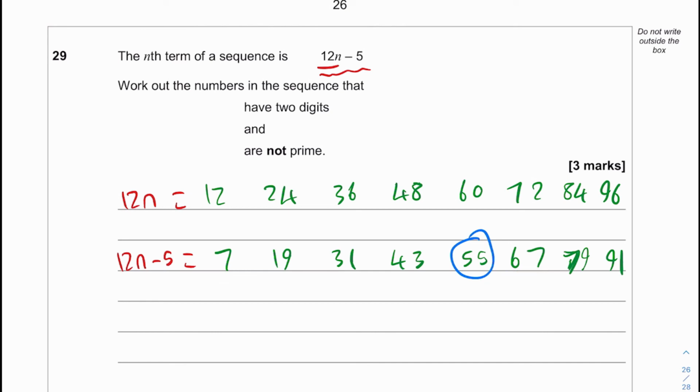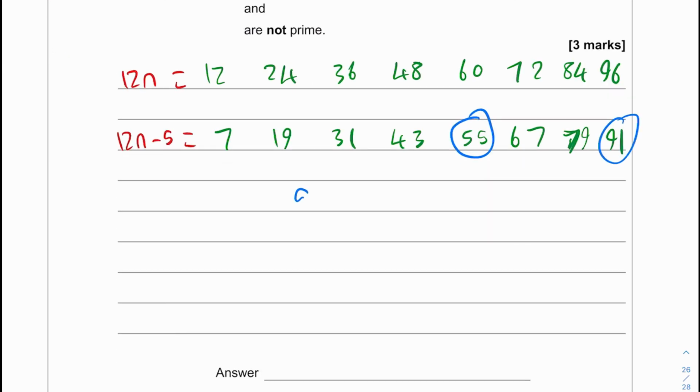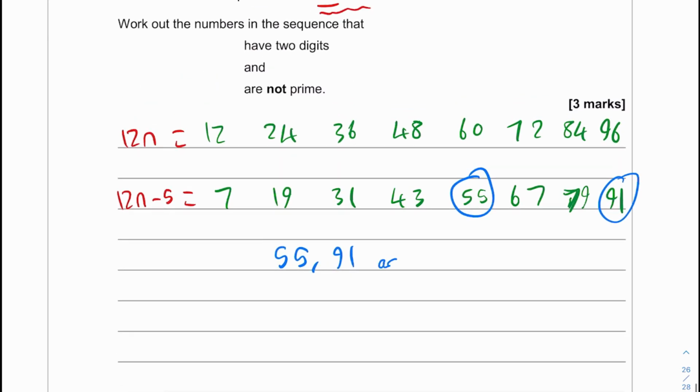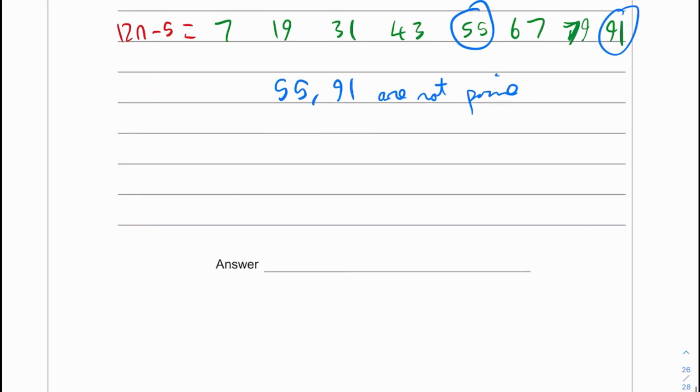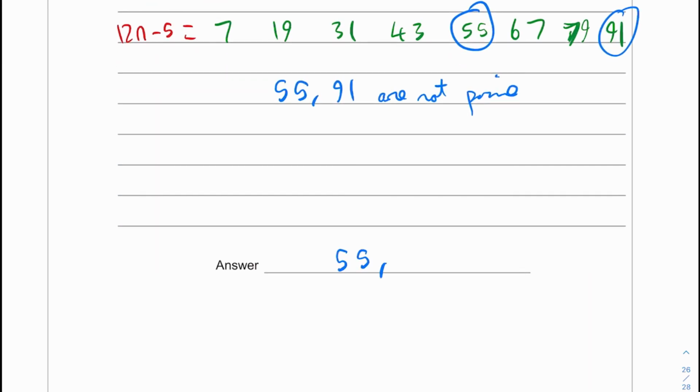67 is prime, 79 is prime, and 91 is the only other number that is not prime as it can be divided by 7, so the 2 numbers are 55 and 91 are not prime. And again, just write these on the final answer line, so 55 and 91.